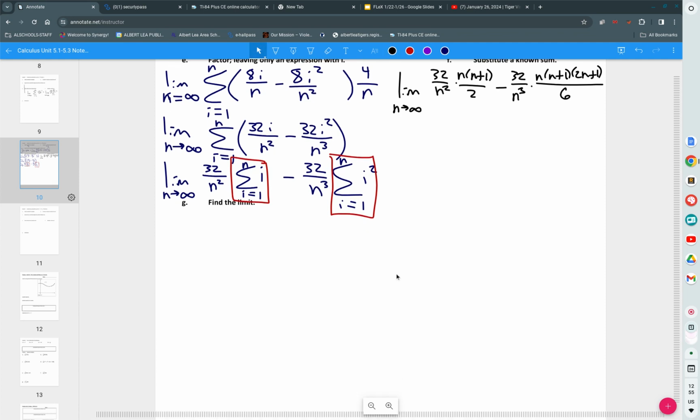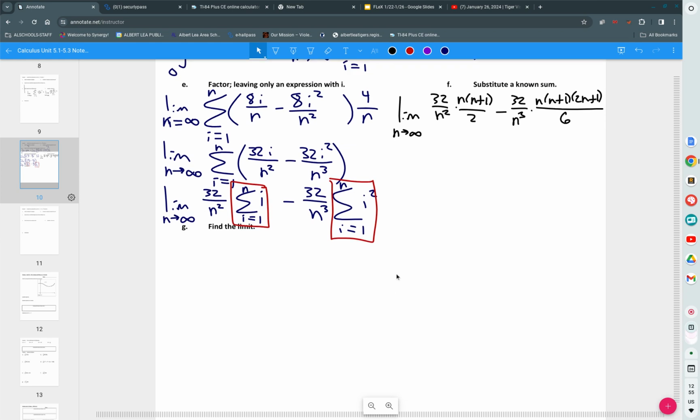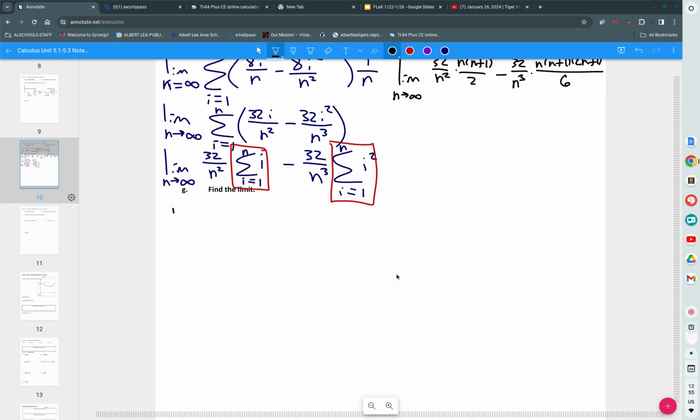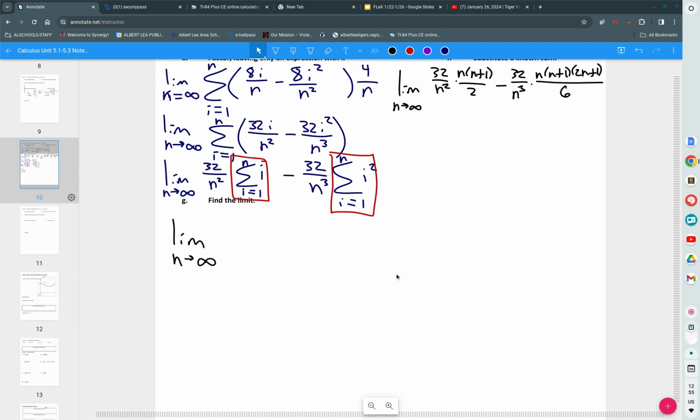And now it's time to find that limit. So we'll try to reduce a couple things here. We'll have the limit as n goes to infinity of, what would you like to simplify first? The 32 over 2 and one of the n's? Can we do that? So I'm left with 16 times n plus 1 over just n.